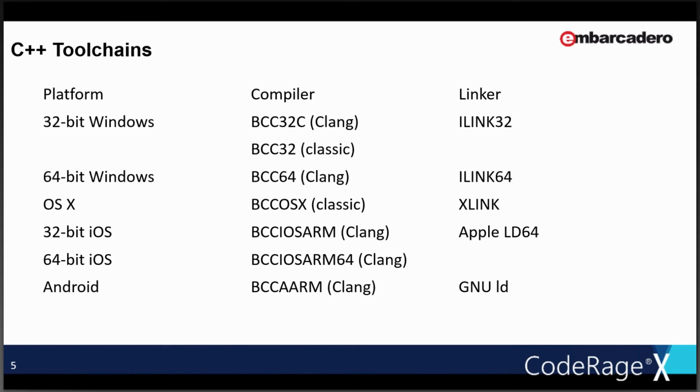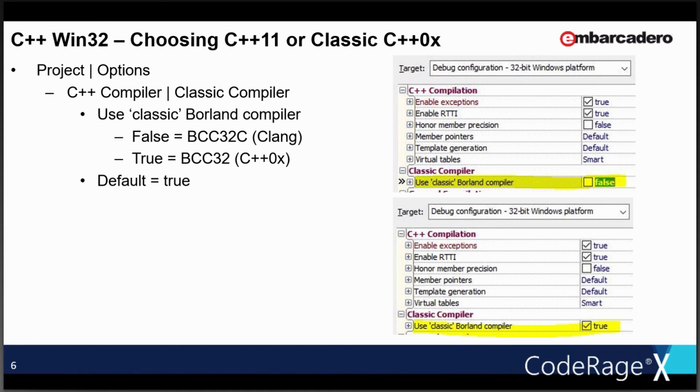Okay. With Android. And then this is just an example, and we'll go into the IDE. If you want to use the classic compiler versus the non-classic compiler or the Clang Enhanced compiler for Win32, right? So, yes. The default, I think, is true still. If you say file new C++, VCL project, FireMonkey project, it's still set to use the classic compiler by default?